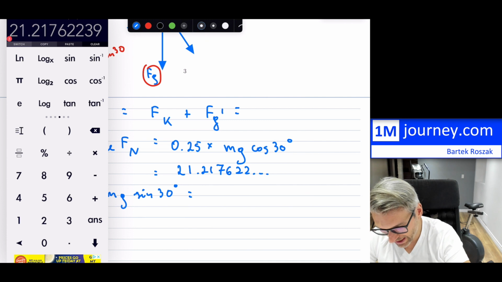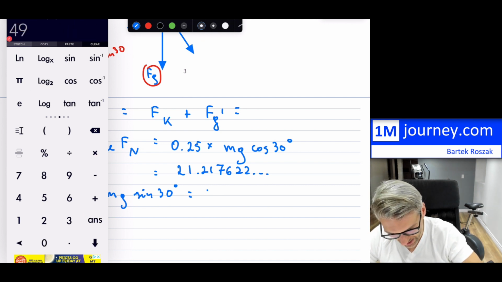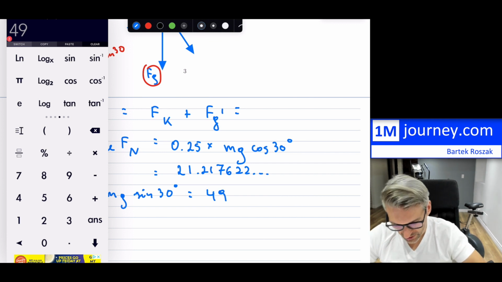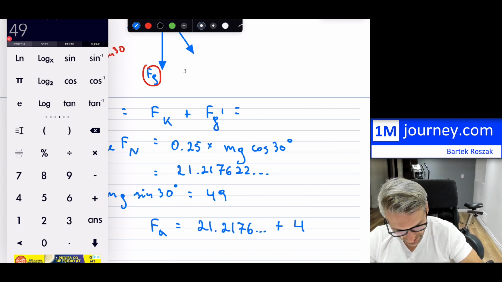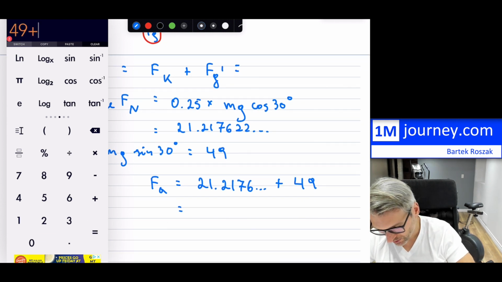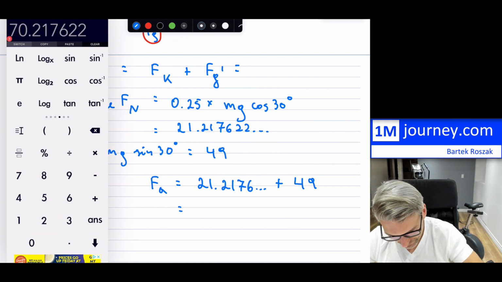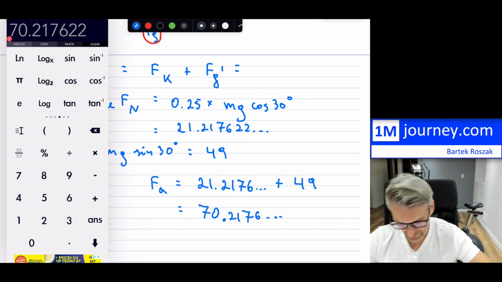The second one that I have in there is going to be mass, which is 10, multiplied by 9.8 times sine of 30. Well, that's just a half, so this one is easier. That's going to be 49. So your total force applied is going to be equal to 21.2176, etc., plus 49. Okay, so that's approximately 70.2176. If you want, you can keep a few more.